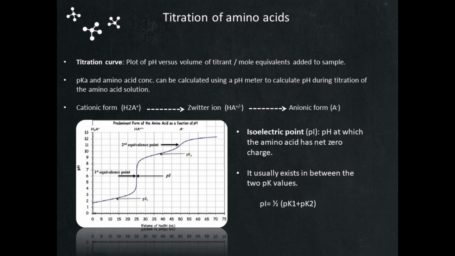Isoelectric point is important for the study of amino acids because this is used for the separation of amino acids, or is important in what we refer to as the 2D PAGE analysis, which we will discuss in later videos.